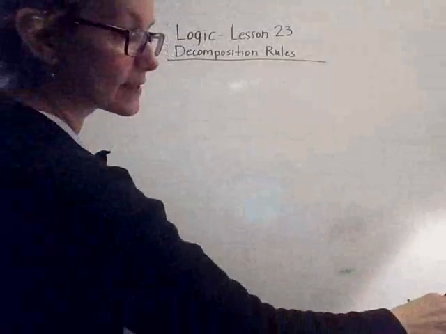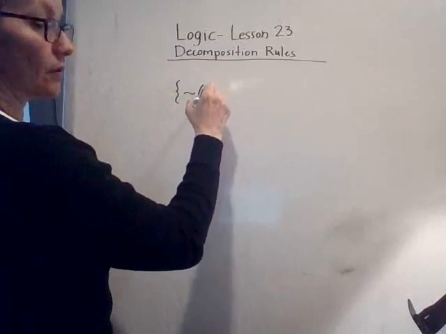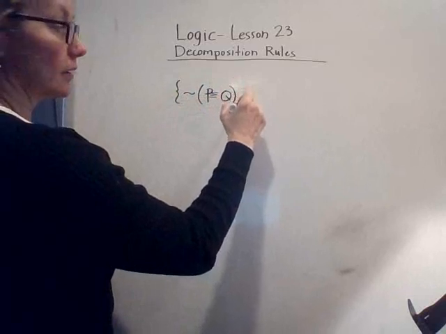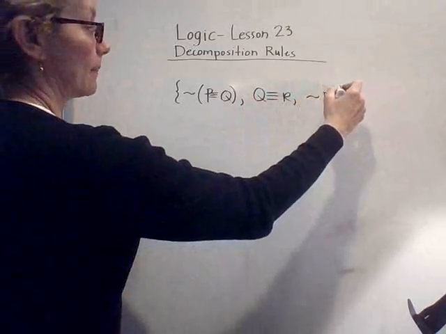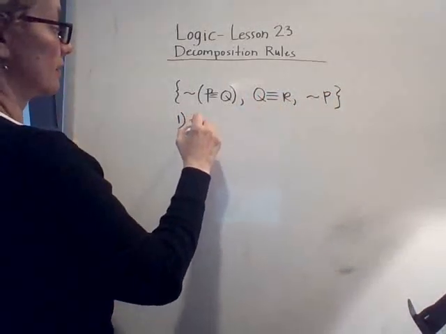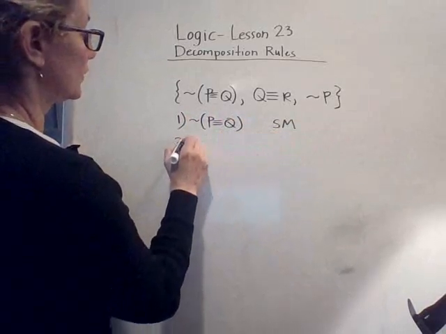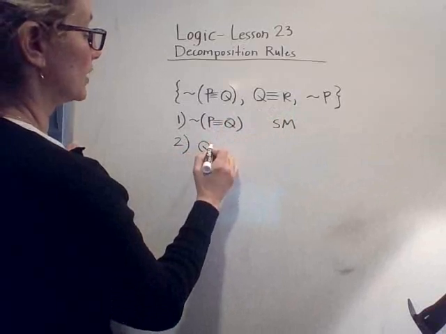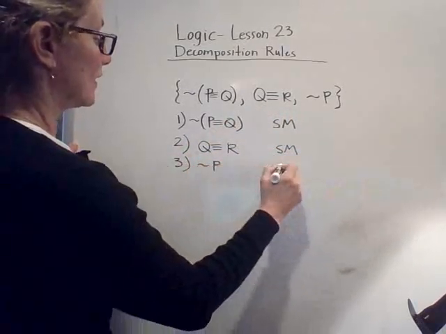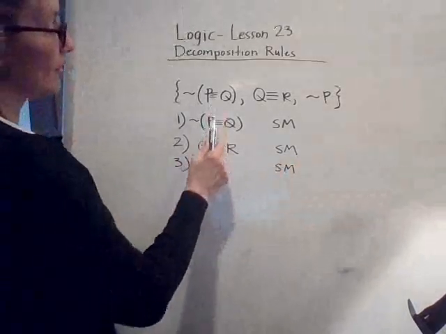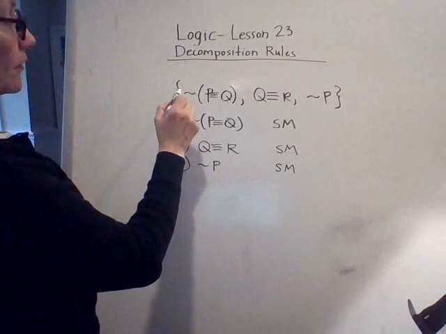And for this one, I want to do an example that has a biconditional in it. Okay, this proposition is not P if and only if Q, and Q if and only if R, and then not P. All right, so line one is not P if and only if Q. And that is a set member. Line two is the second proposition here, Q if and only if R, and that's a set member. Line three is the not P, and that is a set member. Okay, so both of these are going to branch, so I'm going to go ahead and just decompose line one here.